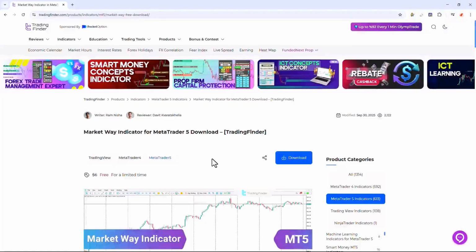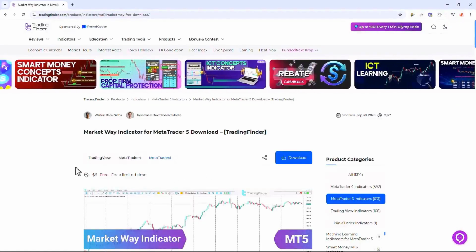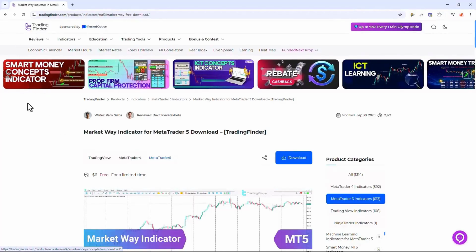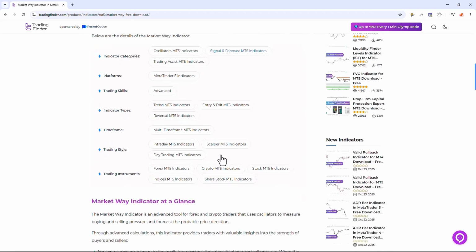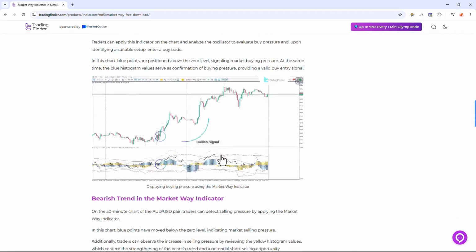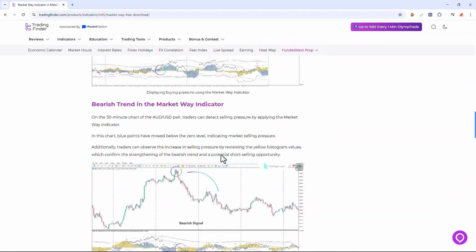The Market V indicator, which is offered for various platforms on the TradingFinder website. Traders can download the indicator file for MetaTrader 4 and MetaTrader 5 platforms from this section. And also, to learn how it works and how to use it, they can refer to this page.